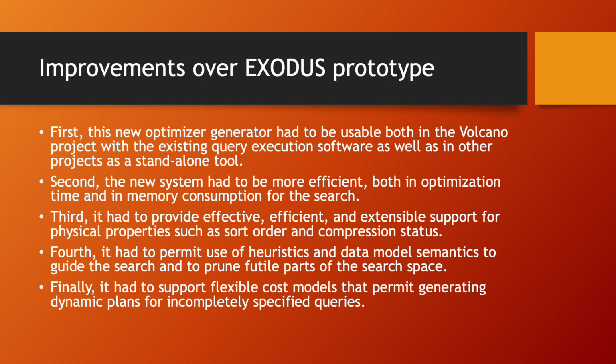Improvements over Exodus prototype. First, the new optimizer generator had to be usable both in the Volcano project with an existing query execution software as well as in other projects as a standalone tool. Second, the new system had to be more efficient both in optimization time and in memory consumption for the search. Third, it had to provide effective, efficient, and extensible support for physical properties such as sort order and compression status. Fourth, it had to permit the use of heuristics and data model semantics to guide the search and to prune futile parts of search space. Finally, it had to support flexible cost models that permit generating dynamic plans for incompletely specified queries.